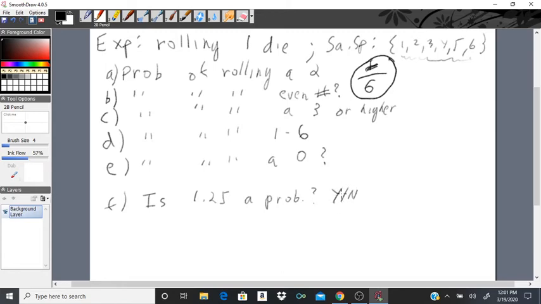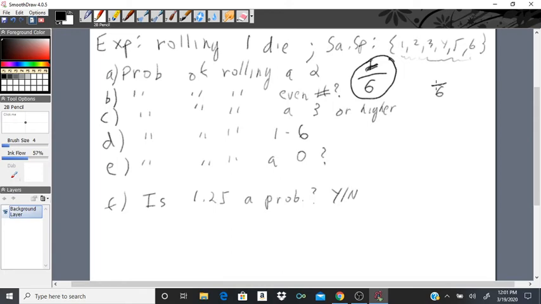We already answered the first question. It's 1 out of 6. The second question, the probability of rolling an even number. All right, the denominator is going to be 6. We already talked about that. There's only 6 possibilities when you roll that one die on the table and you look at it face up and you look at what it says.